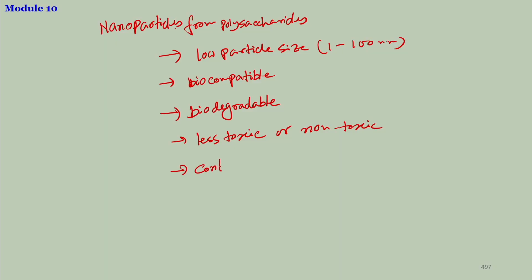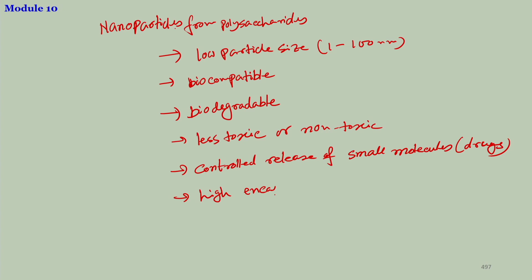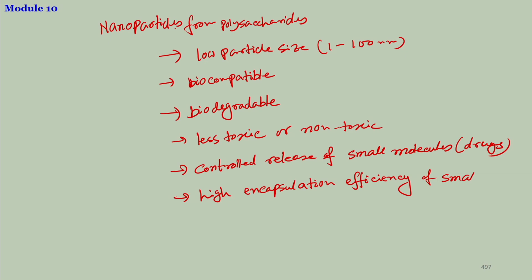They allow controlled release of small molecules such as drugs. They have high encapsulation efficiency, which means that because of their large macromolecular structure, they can encapsulate, they can trap a large quantity of the small molecules, which can be drugs. High encapsulation efficiency of small molecules, such as drugs. Apart from drugs, it can be other materials also.